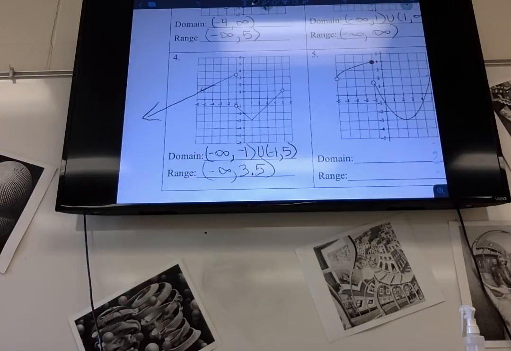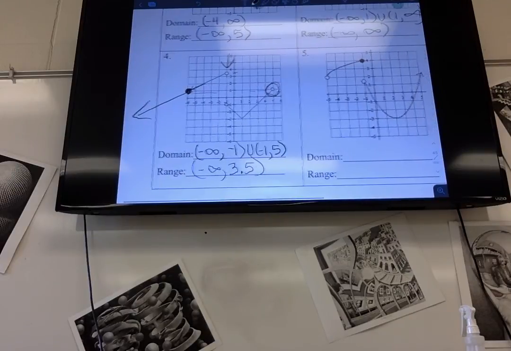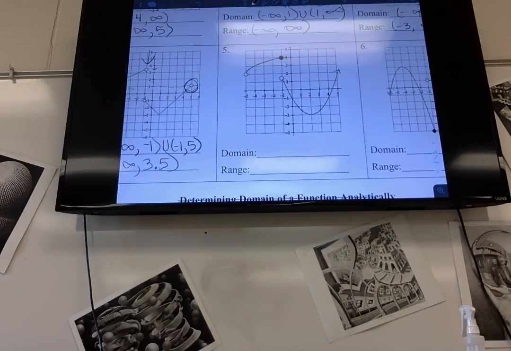Okay. So then we go up, and it looks like we have a problem here. But there's a point for it over here. So there's not a problem. It goes all the way up until this point. And then at that point, which is about 3.5, that's our highest y value. Okay, you try number 5.